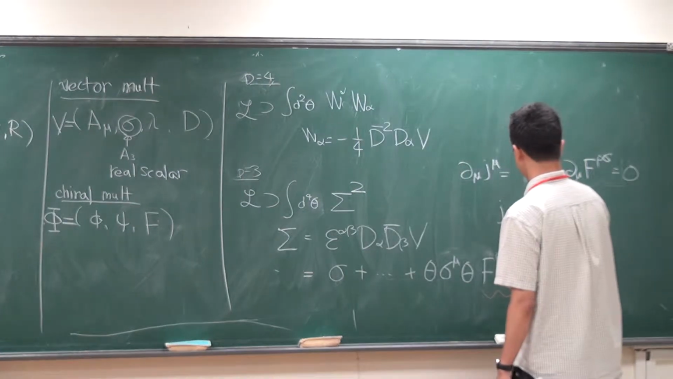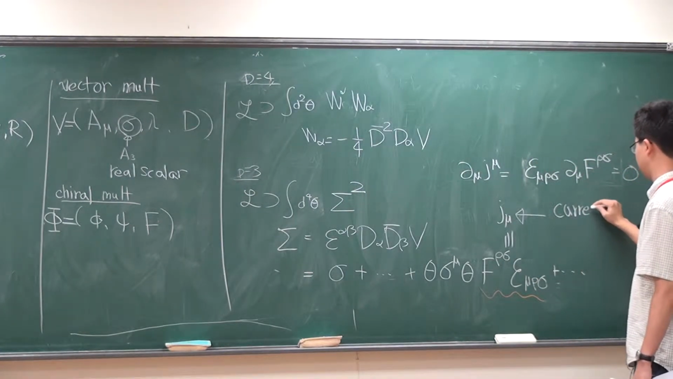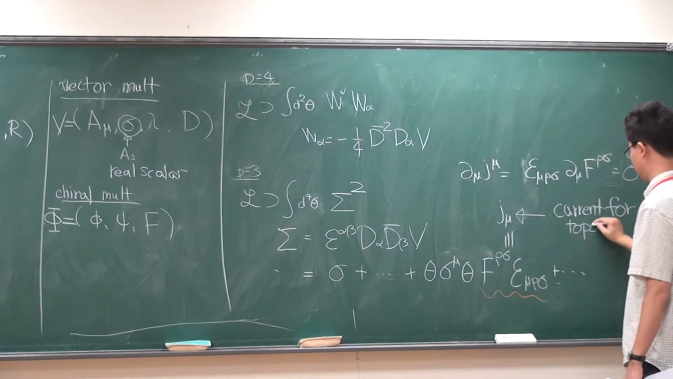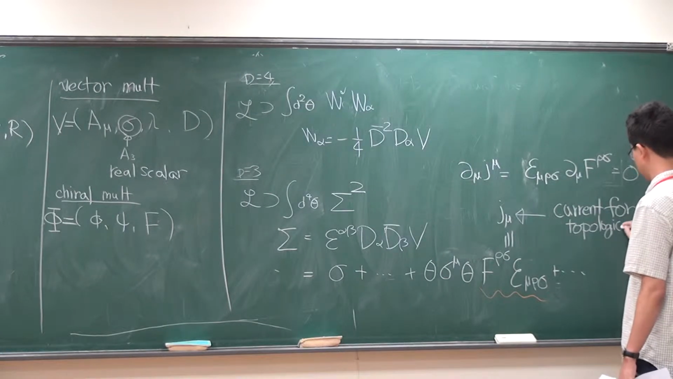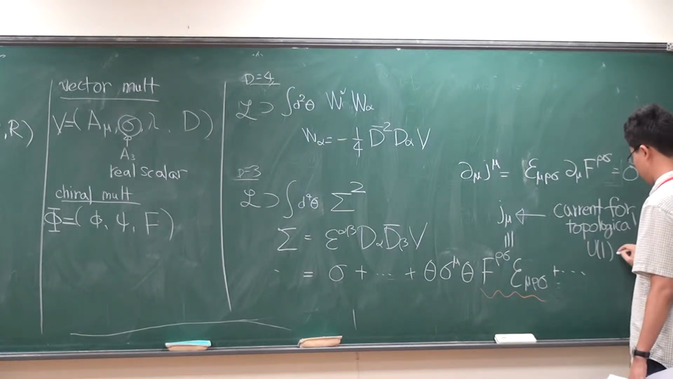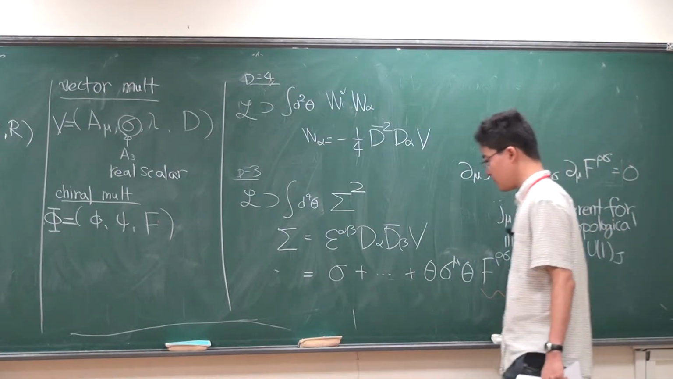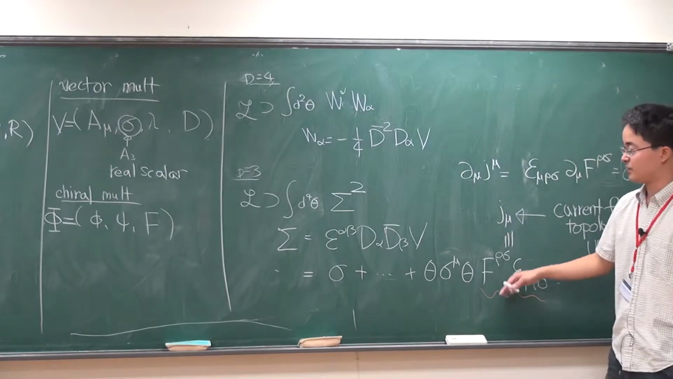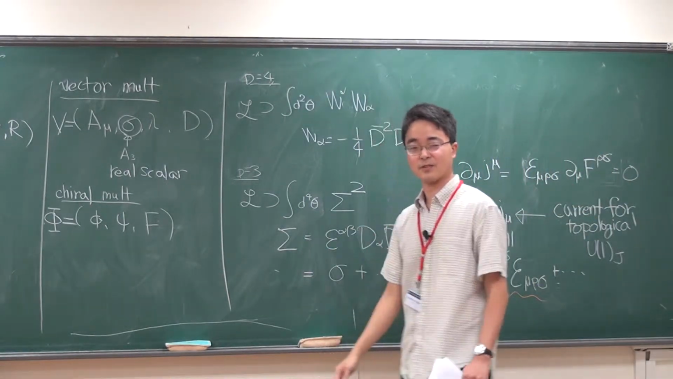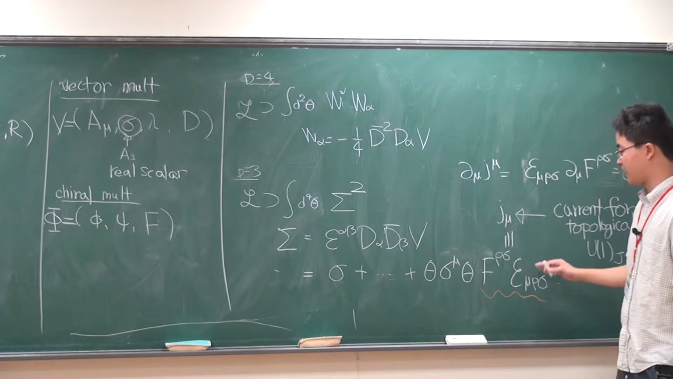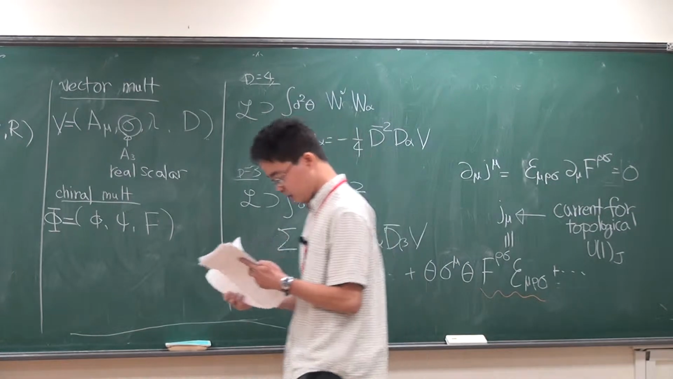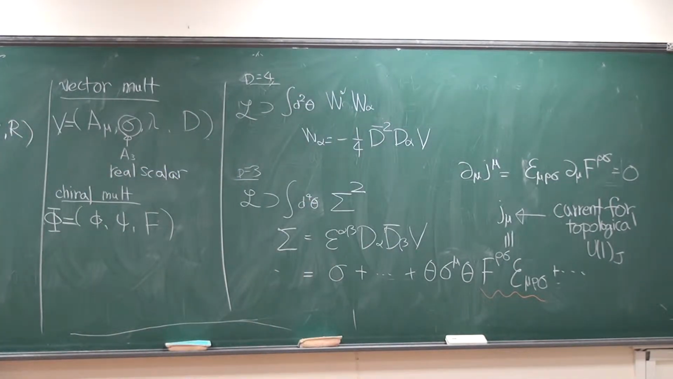And typically, this one is called a current for the topological U(1)_J symmetry, and I'm coming to that later. But at least at this point, this is just a current. In fact, this is a current multiplet, a linear multiplet, a multiplet containing the current. So there is this interesting multiplet, with which we can write down the kinetic term.